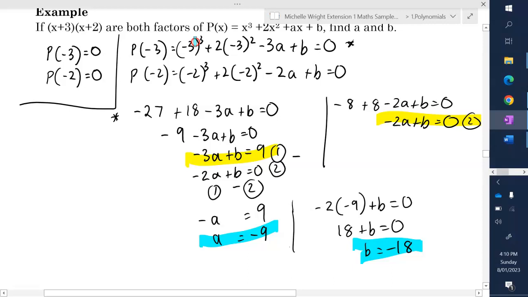Now they're the questions that are in our notes. I'm going to jump over to the OneNote and we're going to have a look at some other questions that involve the factor and the remainder theorem. So I'll meet you over there.